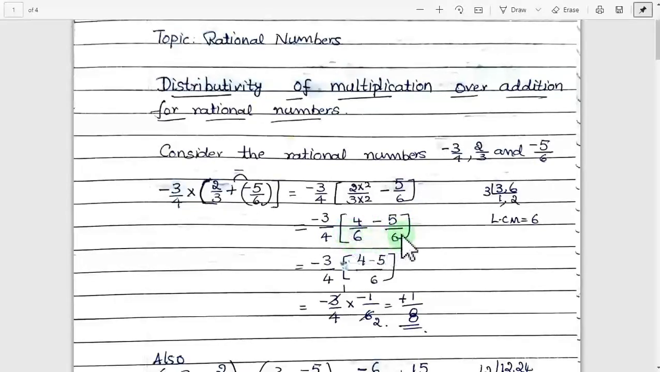Now see, the denominators are equalized. Now we can subtract the numerators. Minus 3 by 4 into 4 minus 5 divided by 6. Now minus 3 by 4 into, if you subtract this, 4 minus 5 is 1, but the bigger number is 5, its sign is minus, so minus 1 by 6. Now if simplification is possible, you can do 3 1s are 3, 2s are 6. So here remained minus 1, here also minus 1, it becomes plus 1, 4 2s are 8 in the denominator. So this is the answer when you group the last two numbers and multiply by the first number.